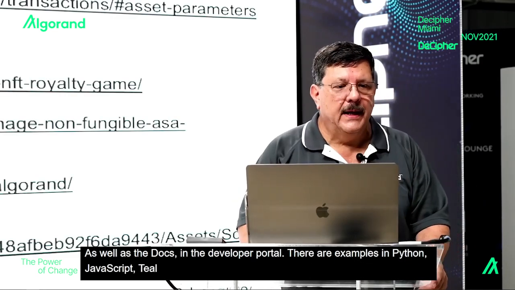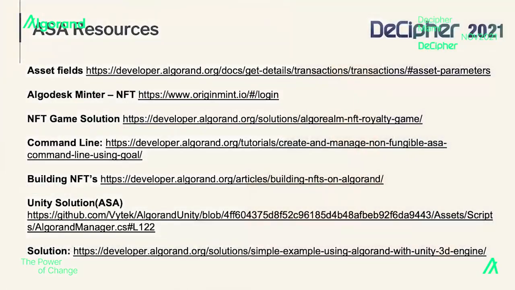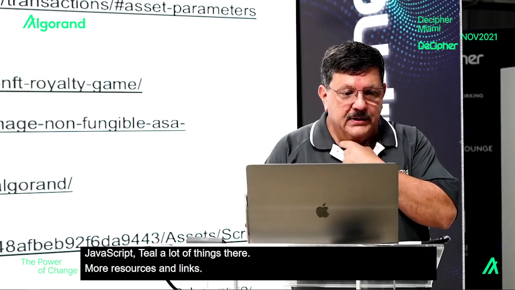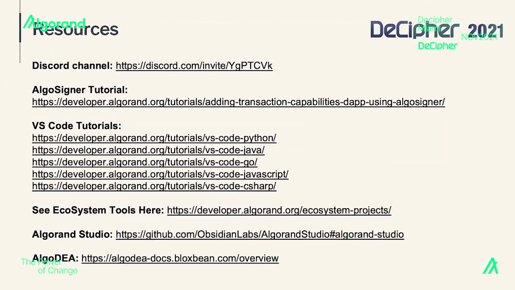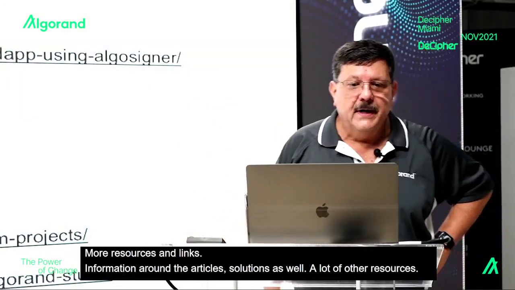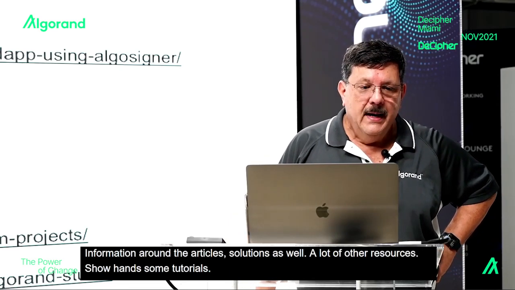More resources, more links regarding ASAs. There's the AlgoDesk Mentor. That's pretty cool. You have an NFT game solution out there, as well as building NFTs and information on some of the articles that are on the site. And a lot of other resources. Who here uses VS Code? Show of hands, a good number of you. I got some tutorials up on the developer site on how to use Algorand in all the different languages that I have listed there: Python, Java, Go, JavaScript, and C#.